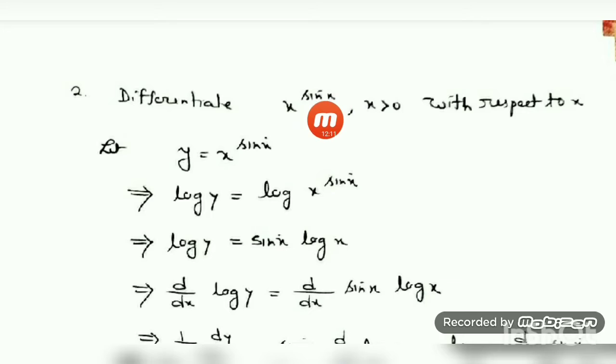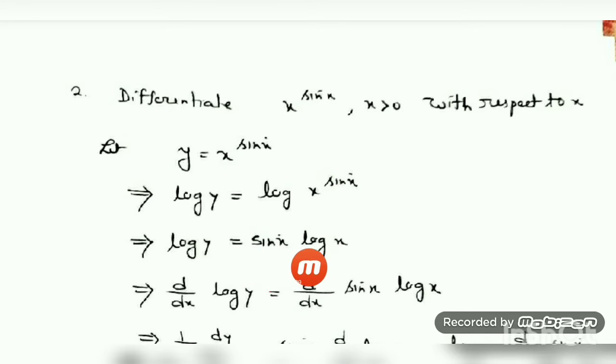So take log on both sides. And before that, name it as y. So y is equal to x to the power sine x. Take log on both sides. So log of y is equal to log of x to the power sine x. Use the property of logarithm. Power you write down as a product.